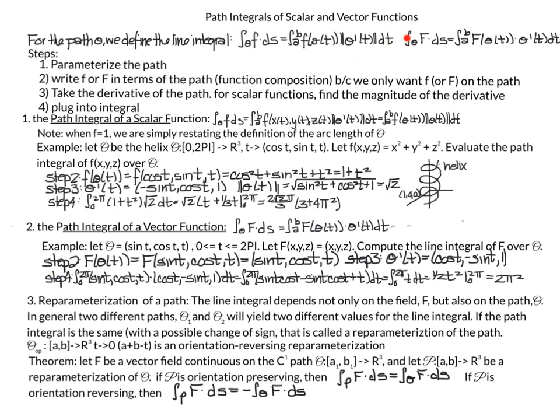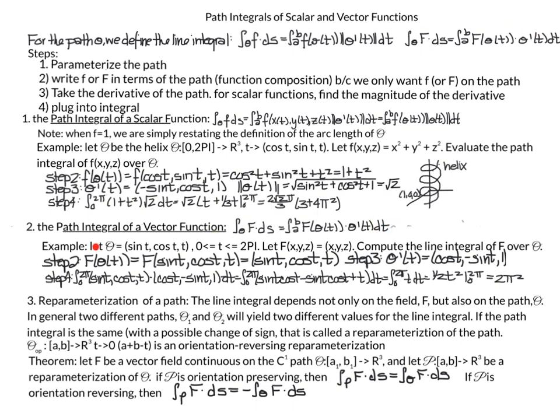For our scalar functions, that'll be the integral from a to b of f. Here, a is 0, b is 2 pi, so the integral from 0 to 2 pi. f composed with sigma, which we had written as 1 plus t squared, times the magnitude of the derivative of sigma, which is square root of 2, and then we can integrate and find our final answer. For a vector function, we can also do path integrals, and this is our formula, which I rewrote here.